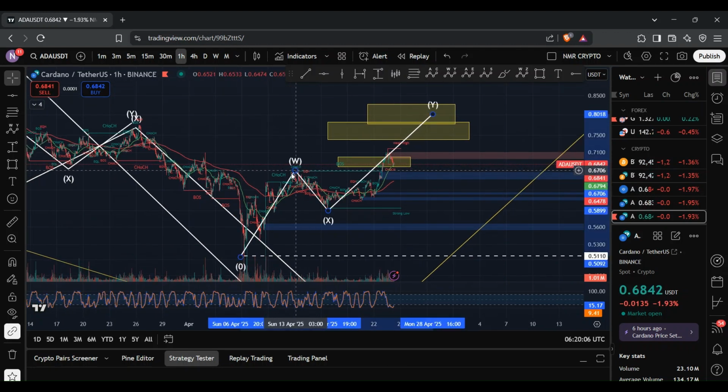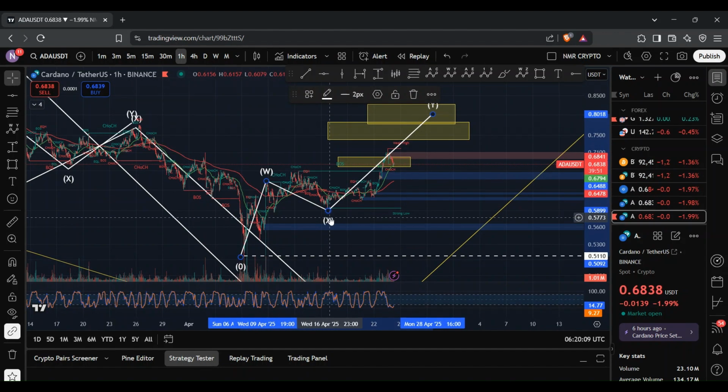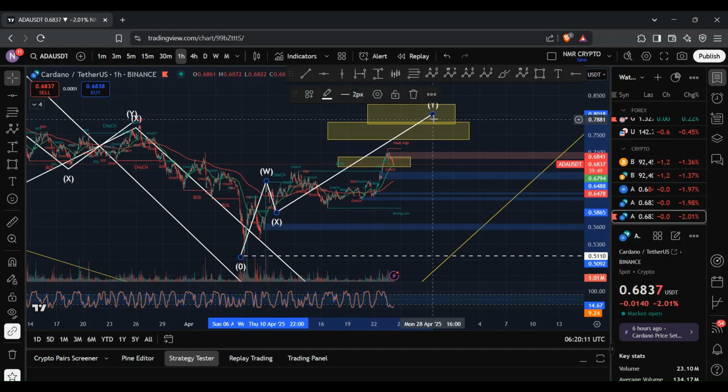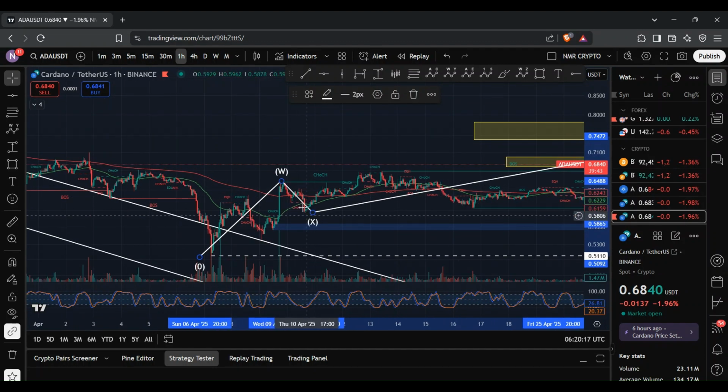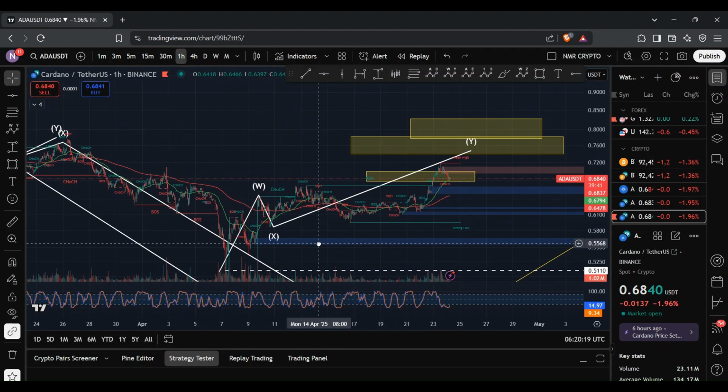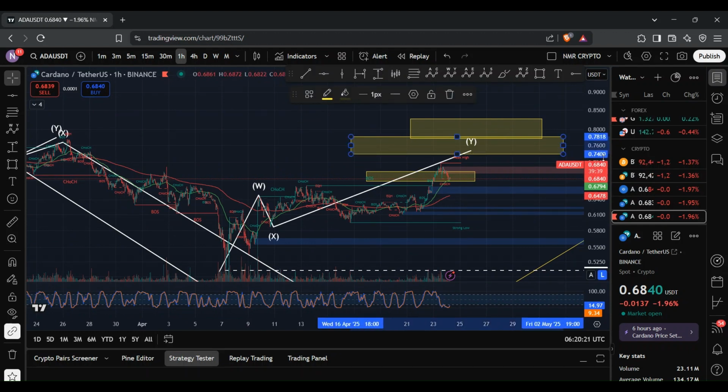And the other potential setup was this WXY structure, where we had a WXY structure within a W wave, and then another WXY within the X wave, and then we were looking for ADA to potentially reach this region here between 74 to 78.18 cents.